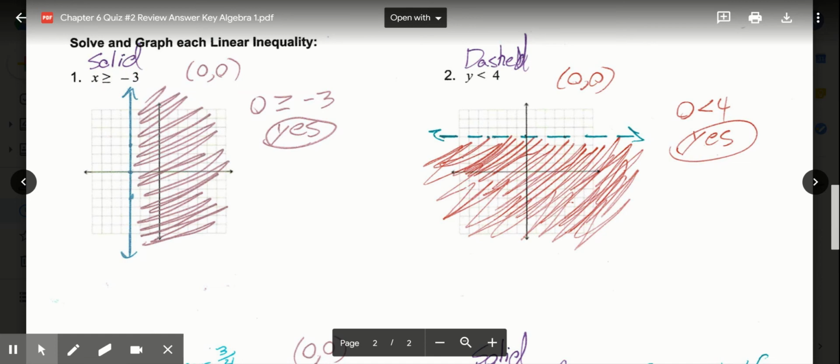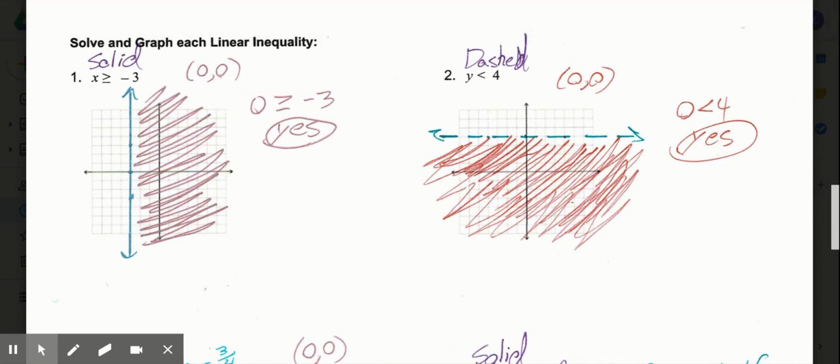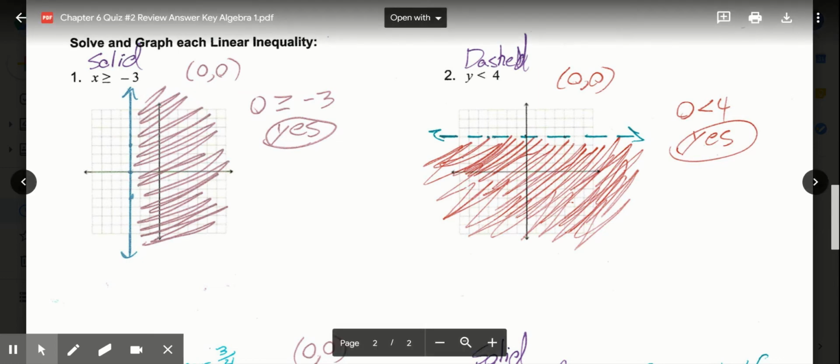So first thing I did, draw my vertical line at negative 3. Then we want to check point 0, 0. So I'm going to replace x with 0. 0 greater than or equal to negative 3 is true. So 0, 0 is a solution. So we would shade to the side that includes 0, 0.